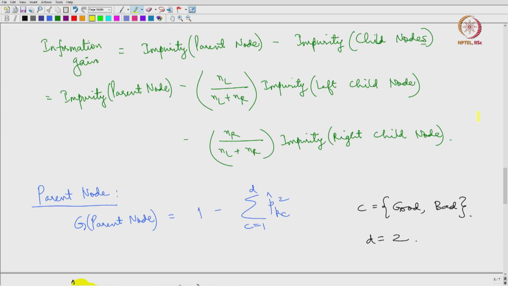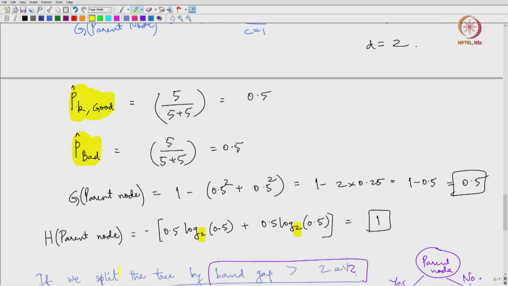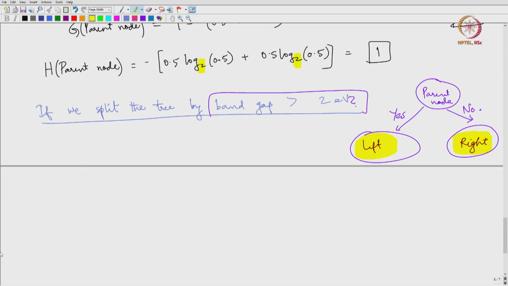So we do need these metrics: what is NL, what is NR, what is the impurity of the left node, and what is the impurity of the right node. Once we know all these metrics, we will be able to compute the information gain, and that will tell you what is the gain with this particular feature, which is the band gap. Then you will have to repeat the calculation with a different feature, compare the information gain between those features, and choose the feature which leads to the highest information gain. So that is how we operate.